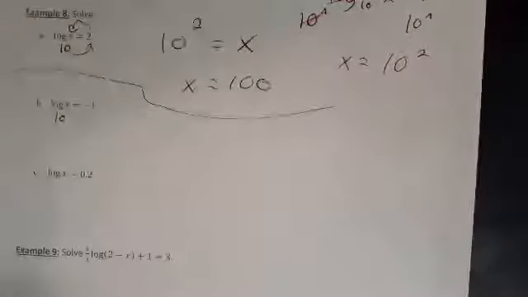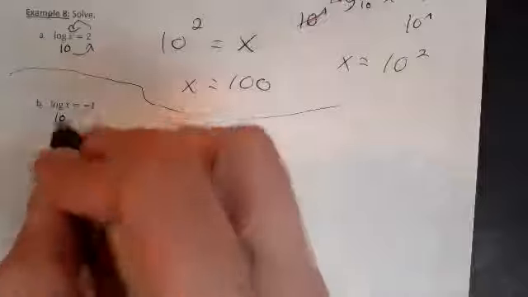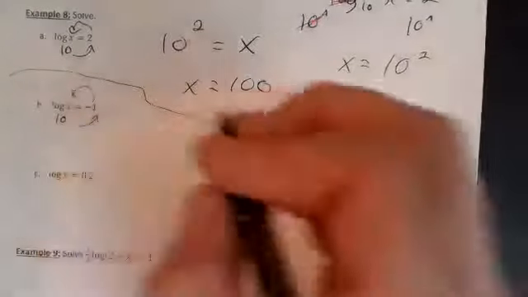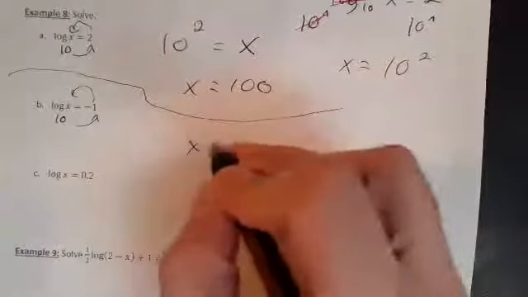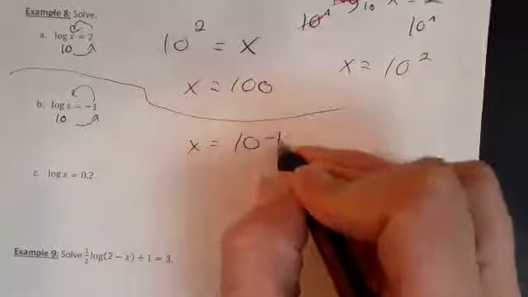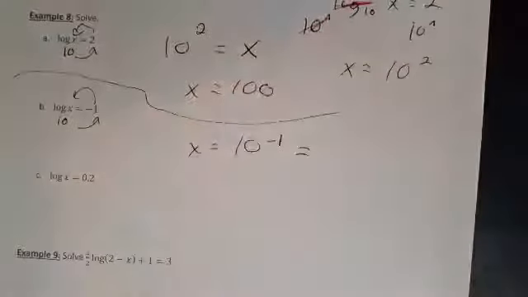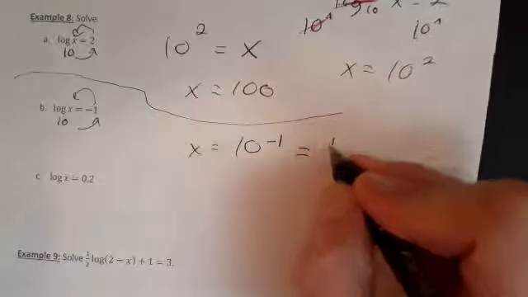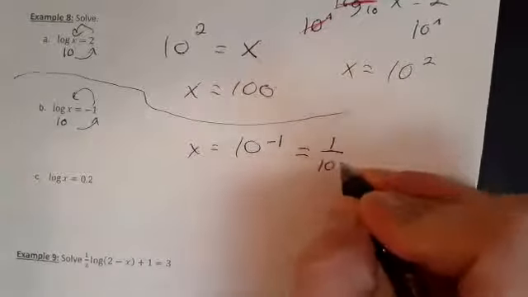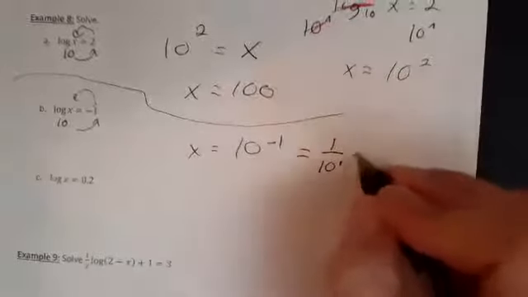Same thing here. If I don't see a base, it's a base 10. I can do my circular thing. And this is saying x is equal to 10 to the minus 1. 10 to the minus 1 is another way of saying 1 over 10 to the first, or 1/10.